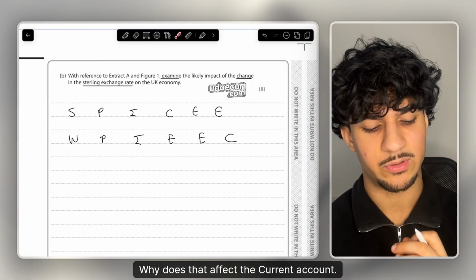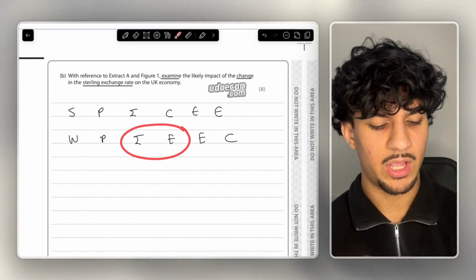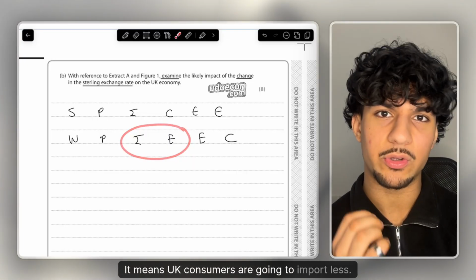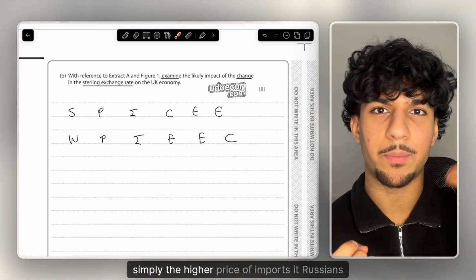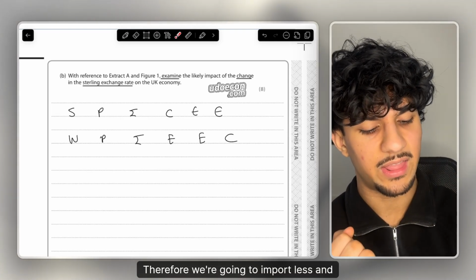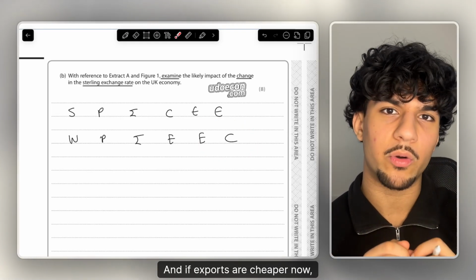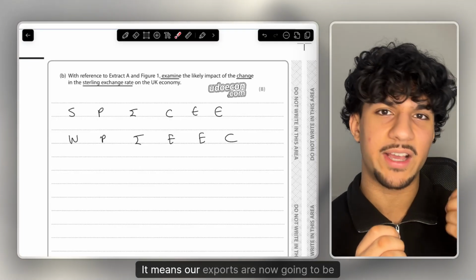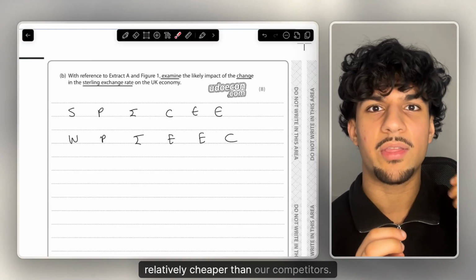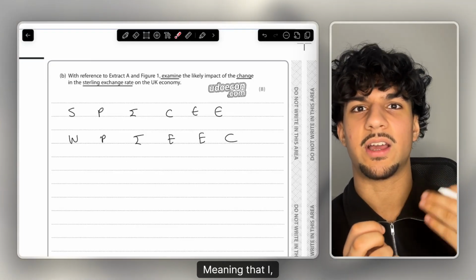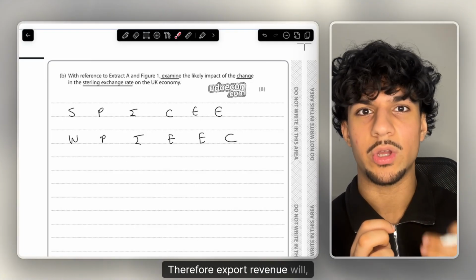Why does that affect the current account? If imports are more expensive, what does it mean for import expenditure? It means UK consumers are going to import less, since simply the higher price of imports rations demand for imports. And if exports are cheaper now, how is that going to affect the competitiveness of exports? It means our exports are now going to be relatively cheaper than our competitors', thus there's going to be more demand for those exports, meaning that our exports will sell more, therefore export revenue will increase.